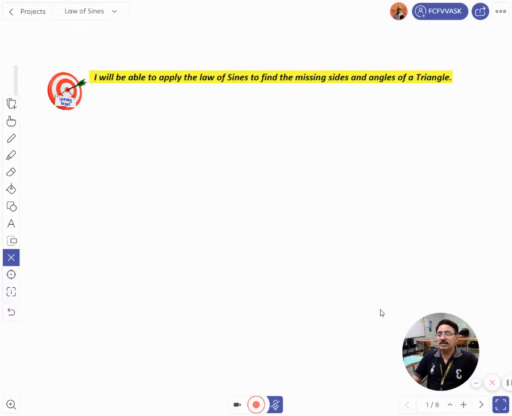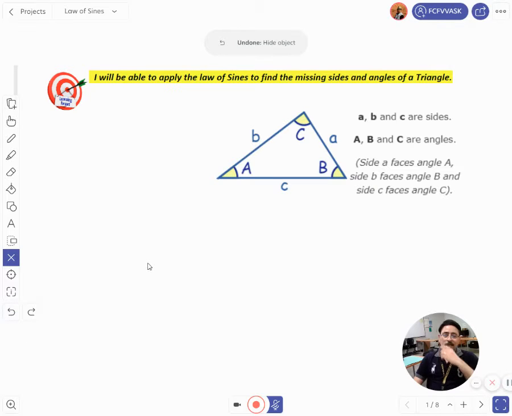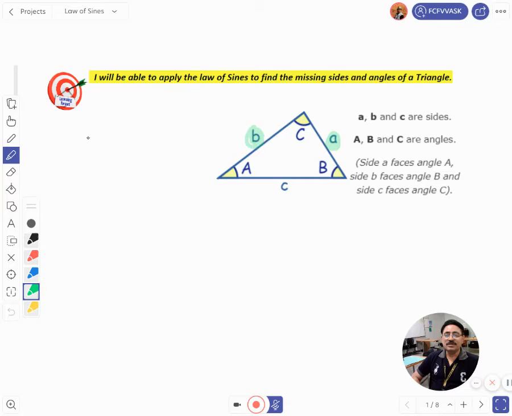So, in today's class, I'll explain how to apply the law of sines to find the missing sides and angles of a triangle. Let's say that a triangle is given. Please remember that the small letters indicate the sides, and the uppercase letters indicate the angles. So here angle A, angle B, and angle C.